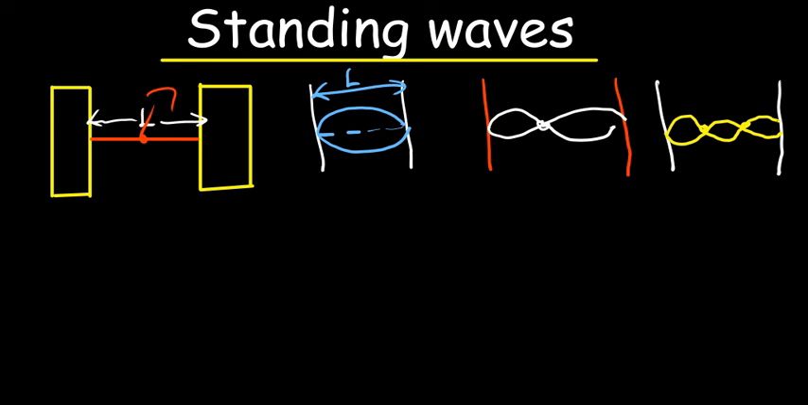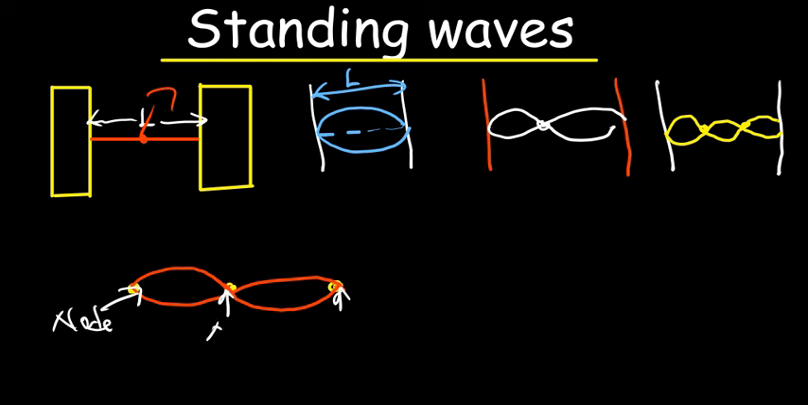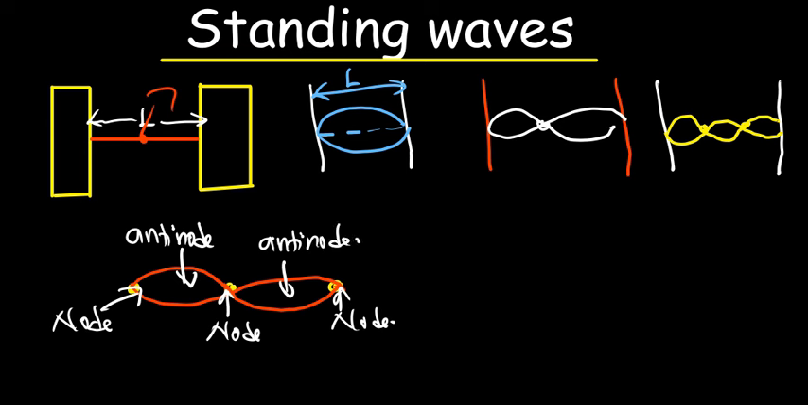Now, if you have a wave in this form, this part here is what we call the node. This is the node. This part here is what we call the antinode. If you hear antinodes, it's the same as the number of loops.